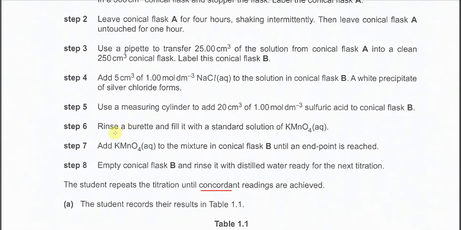Okay, so here, rinse a burette and fill with standard solution of KMnO4. Means before titration, the burette needs to be rinsed with a solution called standard solution. So what does standard mean? A standard solution means a solution with a known concentration, for example, like 0.01 mole per dm cube, 0.02 mole per dm cube. When we know the concentration of the solution, we call it a standard solution.